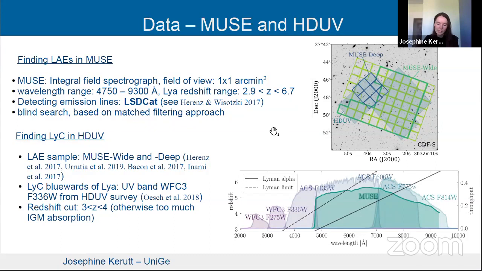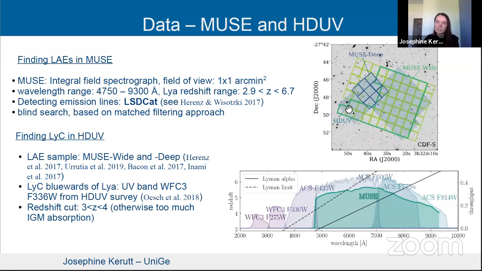And we use a blind search for Lyman alpha emission, so no HST priors. But this also means that we find lots of objects that do not have an HST counterpart because they are very faint and only bright in Lyman alpha. And here you can see the footprint of the data that I'm using of MUSE Deep and MUSE Wide.